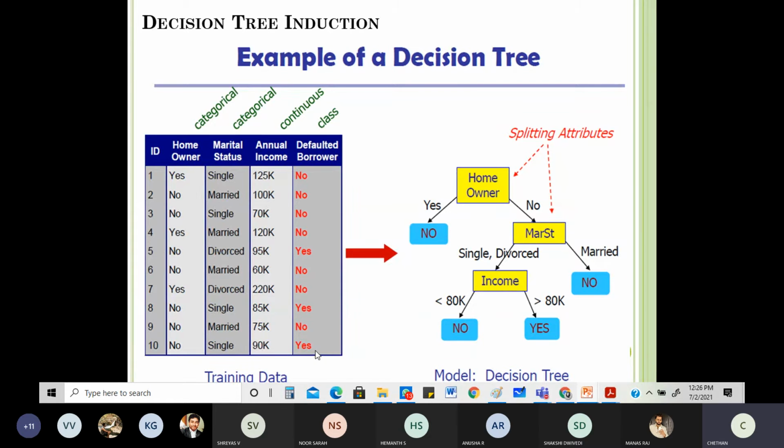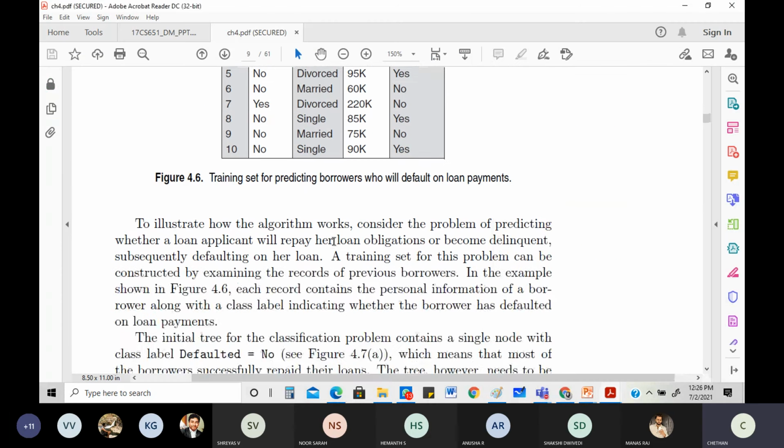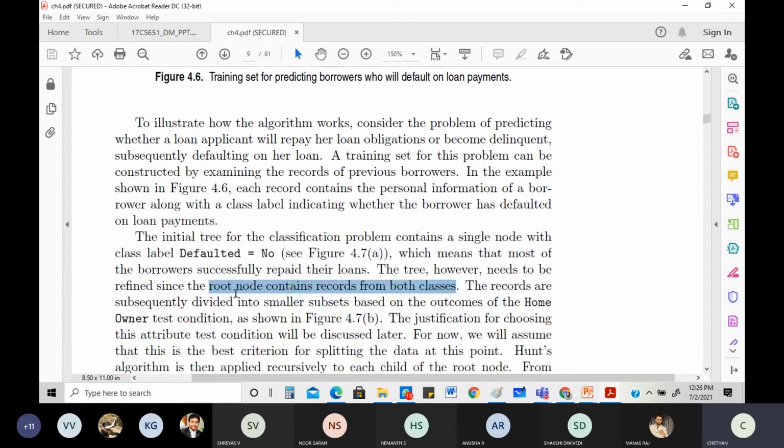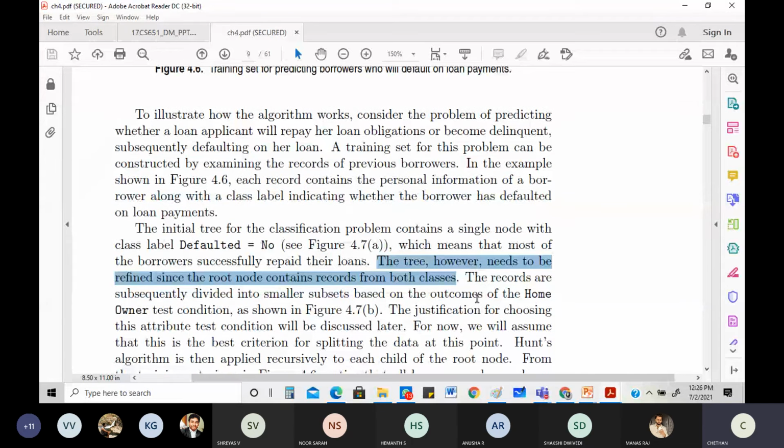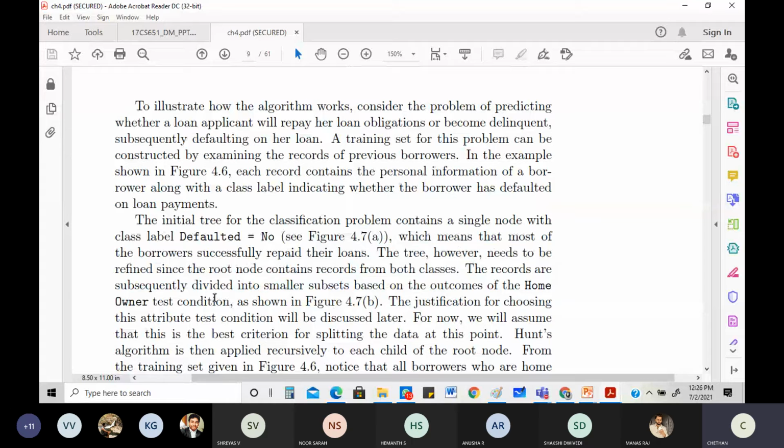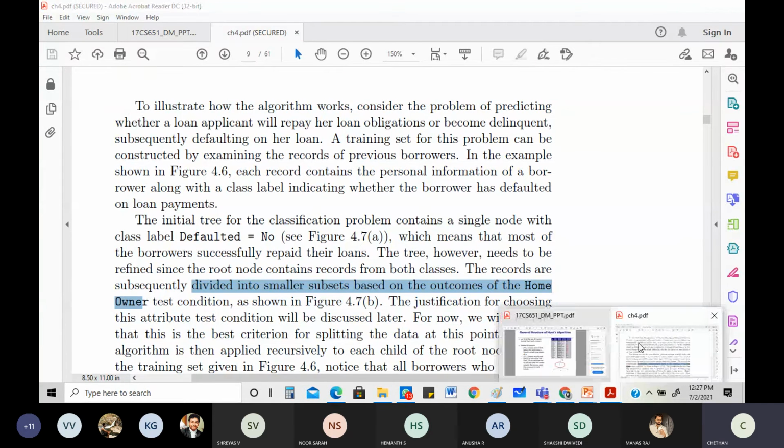Okay, you see this, yes. Then you have one more. So you have two sets of people here. Because we have two sets of people, the root node contains records from both classes, so you need to go for the refining part of it. It needs to be refined since the root node contains records from both classes. Okay, so what do you do based on? Because of this, the records are subsequently divided into smaller subsets based on the outcome of the homeowner test condition. Okay, so based on the homeowner test condition, we are going to do this. Now, why are we going to do that? You may be asking.